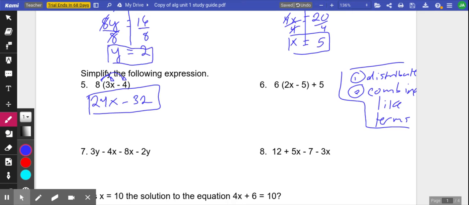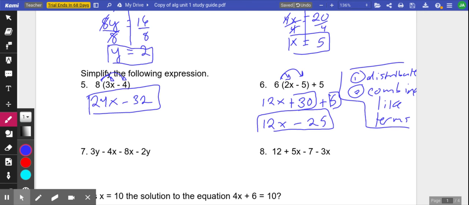For number 6, we do need to distribute, so we're going to do that. So we have to distribute the 6, and again, distribution is multiplication. So we do 6 times 2x, which is 12x, and then 6 times 5, 30, and then we have a plus 5. So we distributed. Now we need to see if we need to combine like terms. I do see 2 like terms here, 2 constants. So 12x, that's just going to hang out by itself because it's the only x term. And then we have negative 30 plus 5, which is negative 25.